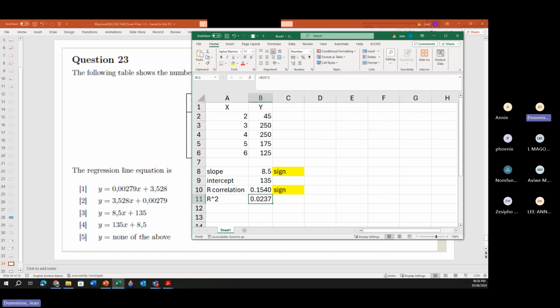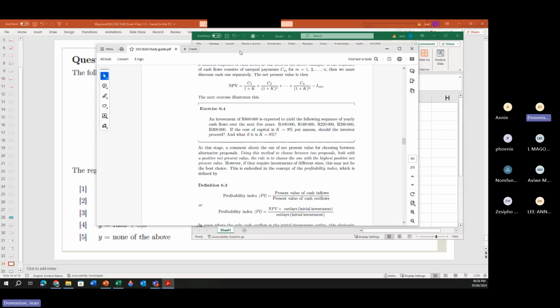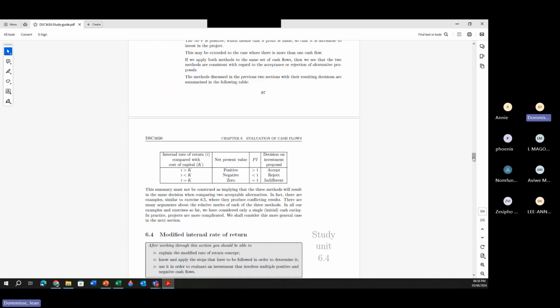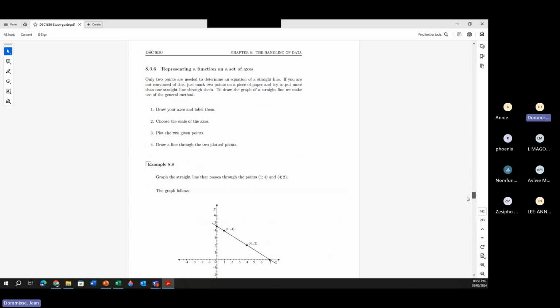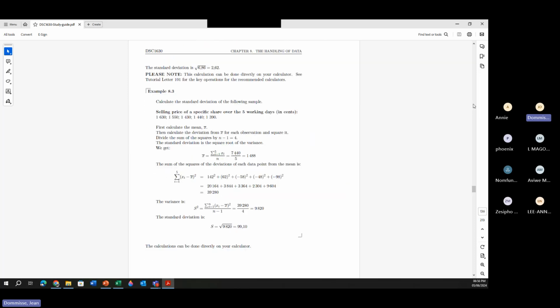Let me quickly think if there is a way to do this manually. There is. Let's quickly go to the study guide. I think there is, but I would not recommend it, because it is really a long way. So let me quickly show you.